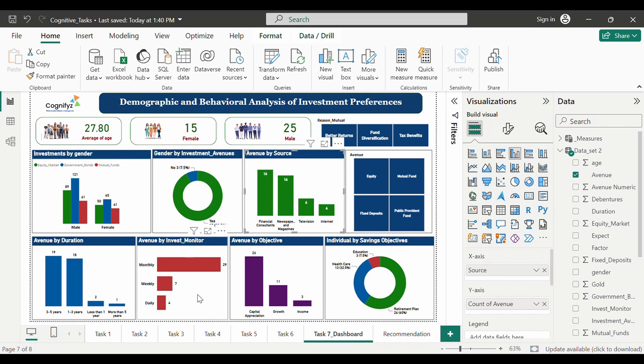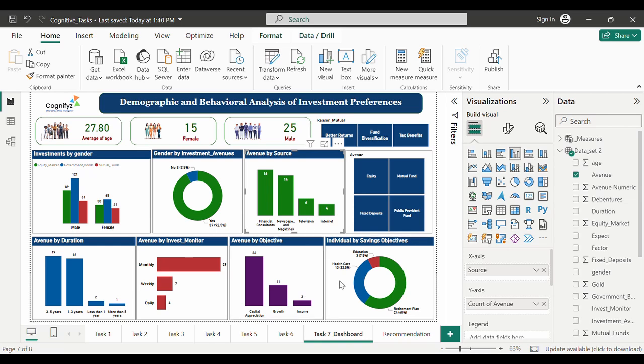Now let's look at the avenue by investment monitoring. We can see here that monthly investment monitoring is the most common, followed by weekly and then daily. Okay, the investment objectives. When we look at the investment objective, we can see that capital acquisition is the top investment objective, with growth being 11 and followed by the income generation.